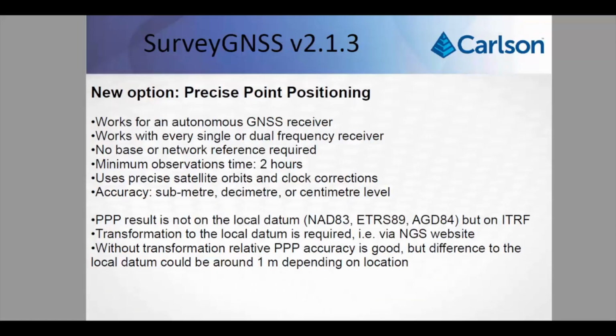So, precise point positioning will work for every GNSS receiver, so there's nothing required on the hardware side. It'll work with the Carlson BRX 5 or BRX 6, basically on every single or dual frequency receiver. It doesn't require any reference network or known base. It works autonomously. So you put up the receiver, and the observation time should be at least 2 hours. You put it on a tripod, so it's really a static technique. It's not used for kinematic or stop and go.